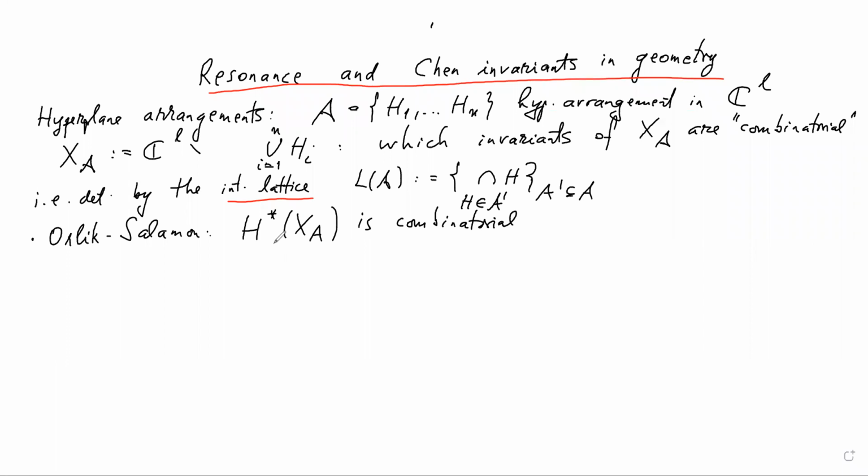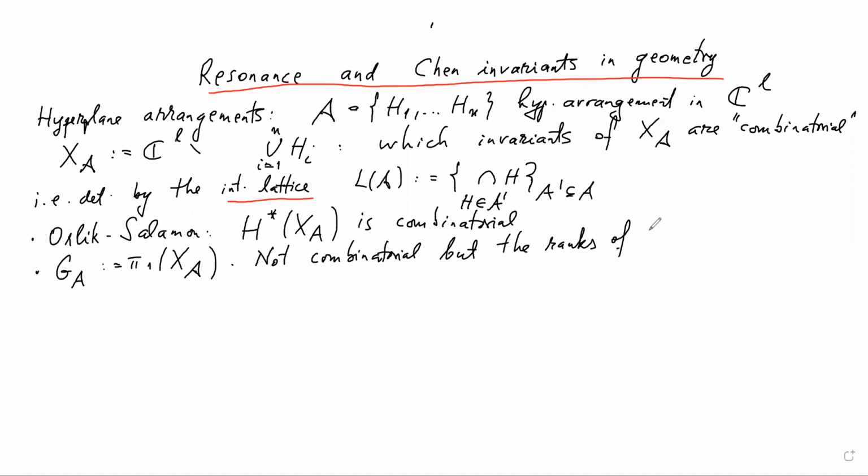Another very important invariant is the fundamental group of the arrangement. G_A is the fundamental group, and it turns out that this is not combinatorial. I will not go into details on this, and it's also not entirely my area of expertise. I will move a little away from it in a second. It's not combinatorial, but quite interestingly, the ranks of its lower central series are combinatorial.